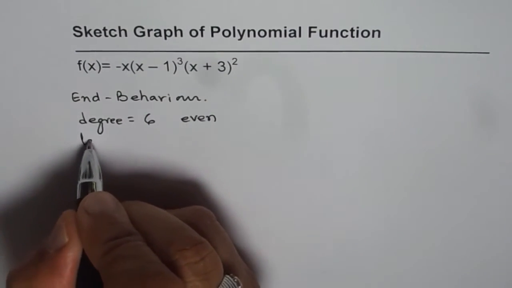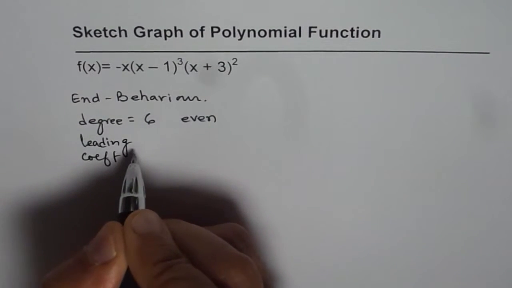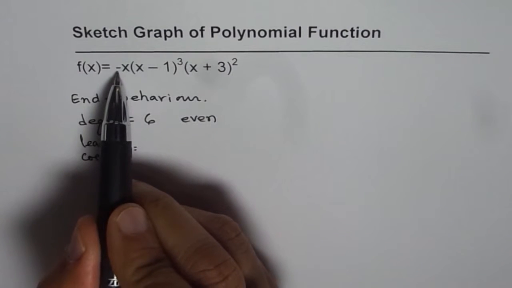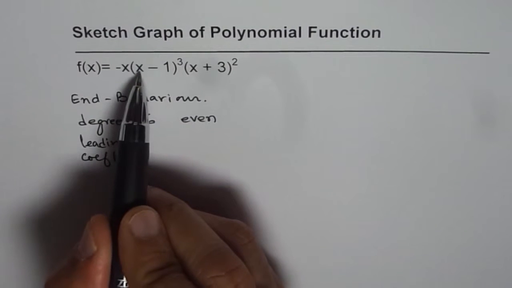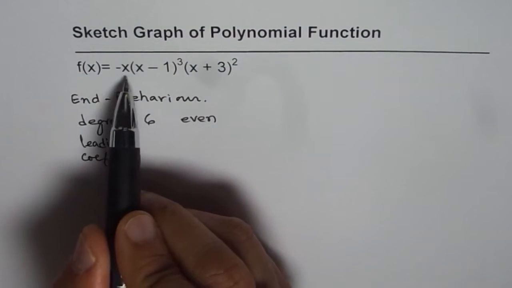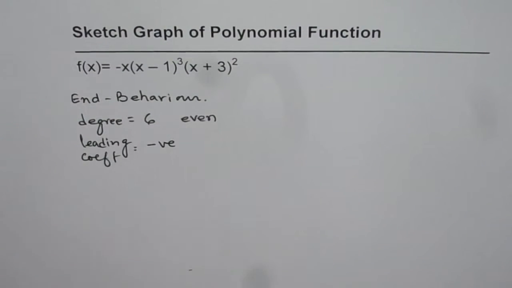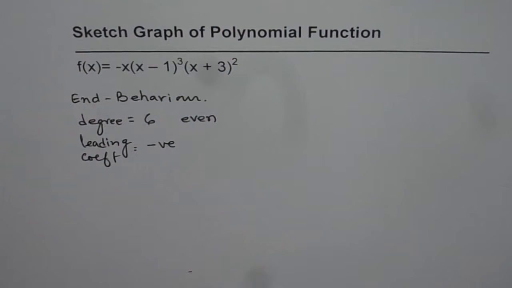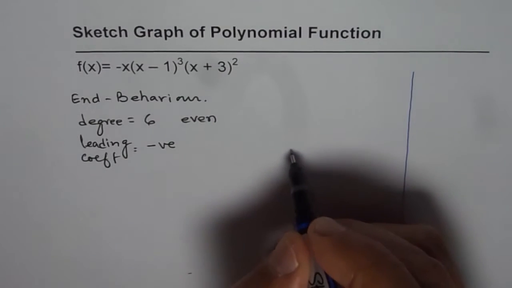And how about the leading coefficient? The leading coefficient is minus 1. When you multiply all these x's, you'll get x cubed here, x squared here, and minus x, so it'll be minus x to the power of 6. So the leading coefficient is negative. Now if you have an even degree and a negative leading coefficient, you know what the end behavior is. We'll keep that in mind and then sketch the graph.